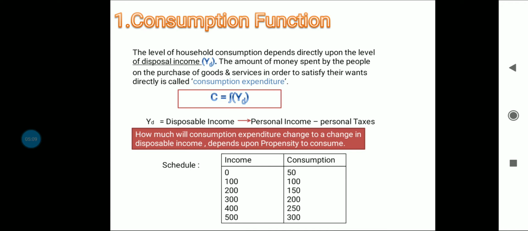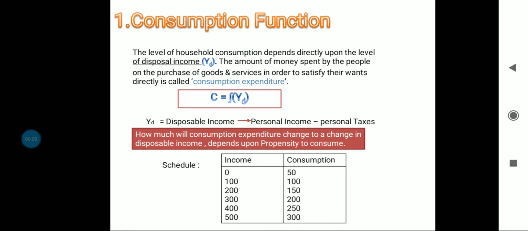So where can it be obtained from? We can use our previous saving or we can borrow to fulfill the level of autonomous consumption. And when the level of income goes up, then the consumption will also increase. As we see, when the level of income is 0, the level of consumption is 50. When income increases from 0 to 100, then the consumption will also increase from 50 to 100. Then when income becomes 200, the consumption becomes 150. So there is a constant increase in the consumption. Here we are assuming that the increase in consumption is constant.